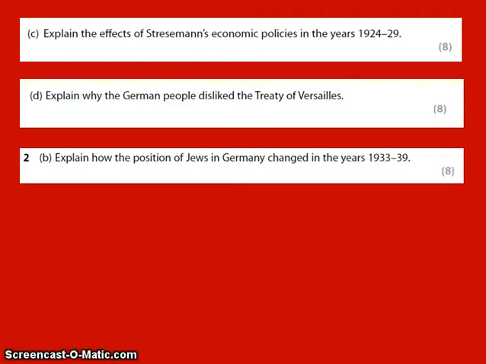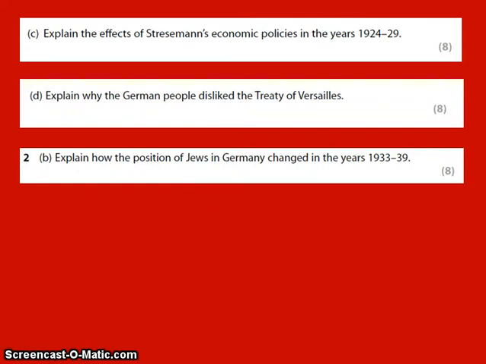Okay, so question 1C, 1D and question 2 of the Nazi Germany paper are very similar, because if you have a look, they are all requiring you to explain. And so I'm just going to demonstrate how we would answer one of these questions rather than go through each of them, because the way you answer them is really similar.